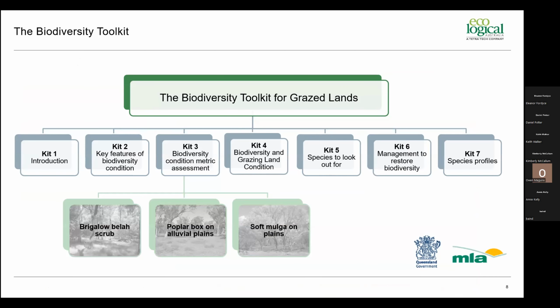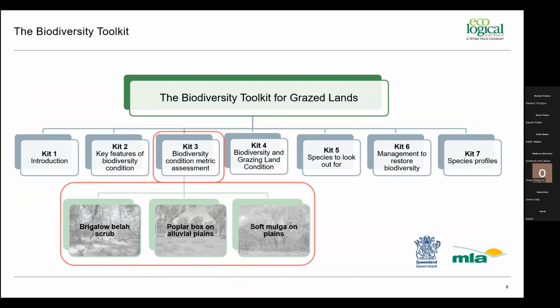So the toolkit, and this is what you'll find when you go to the MLA website, there's a series of toolkits that all come under sub-kits that come under the overarching biodiversity toolkits. Introduction, features, management tips, species profiles. But what we're going to focus on today, due to time, is just the metric component, because that was the real crux of the whole project.